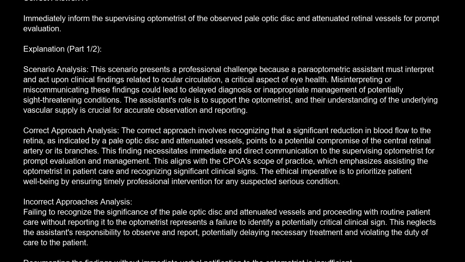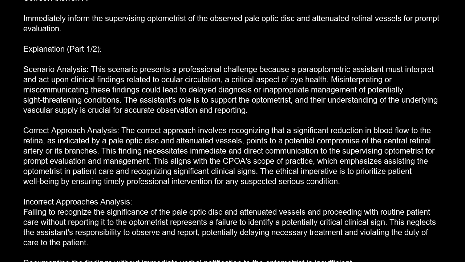The correct answer is A. Immediately inform the supervising optometrist of the observed pale optic disc and attenuated retinal vessels for prompt evaluation. Explanation. Scenario analysis. This scenario presents a professional challenge because a paraoptometric assistant must interpret and act upon clinical findings related to ocular circulation, a critical aspect of eye health. Misinterpreting or miscommunicating these findings could lead to delayed diagnosis or inappropriate management of potentially sight-threatening conditions. The assistant's role is to support the optometrist, and their understanding of the underlying vascular supply is crucial for accurate observation and reporting.